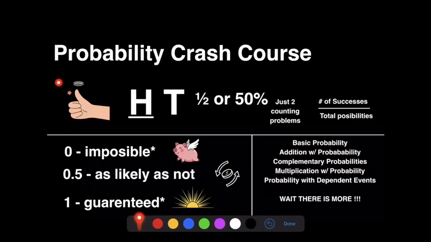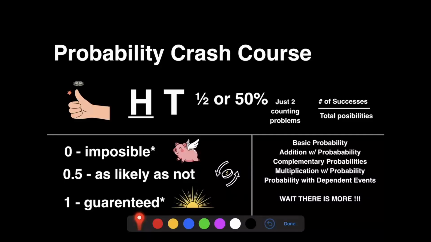Let's say we're flipping a coin. We can either get heads or tails, and we just want to find the probability of getting heads. There's one way to get heads out of two options, so it's 1 out of 2, or 50%. It's just two counting problems, and we solve it by saying the number of successes over the total possibilities. What's very important to note here is that all possibilities are equal. Heads and tails are equal. If heads was 2 times as likely, then we might want to count it as 3 cases: heads, heads, or tails.